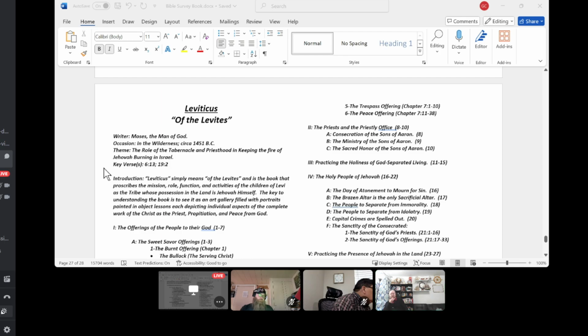And then chapter 7, verses 1 through 10, deal further with the trespass offering, and it speaks of where they will kill the burnt offering and where they shall kill the trespass offering and what they are to do with the parts of the animal. Okay, and then lastly, the peace offering is described.